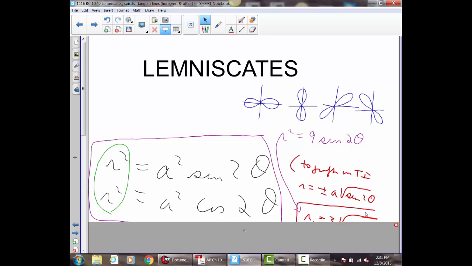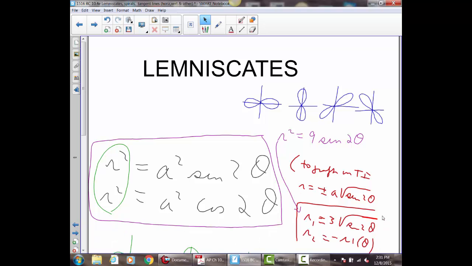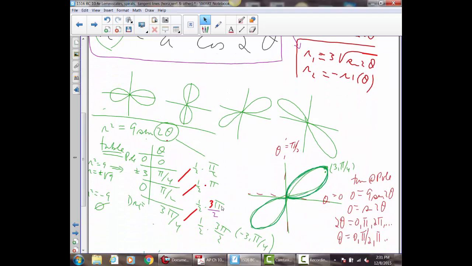Now if you did want to graph it on the calculator, of course you do have to isolate r, so you would have to do plus or minus, in our case, plus or minus 3. So you'd start with r1 equals 3 square root of sine 2 theta, and then your easiest thing to do would be to let r2 equal negative r1 of theta.